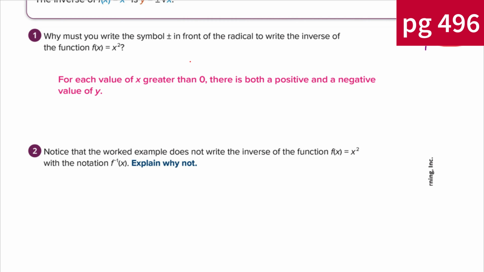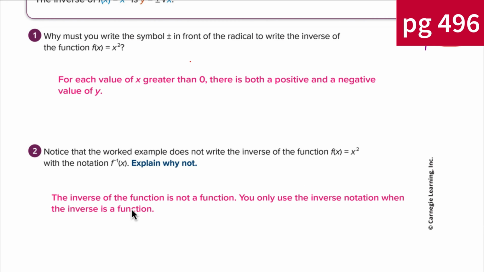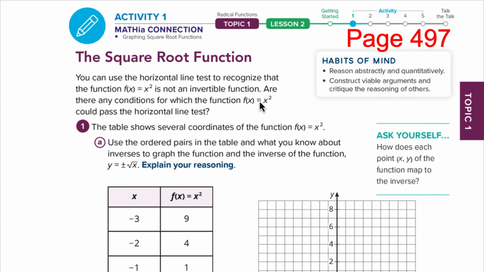Notice the worked example does not write inverse notation, though. It doesn't use that f to the negative 1 of x. Why not? If you remember from the last lesson, the inverse has to be a function. And check out the red curve over here. That's not a function. That fails the vertical line test. So you can only use inverse notation when the inverse is a function. Easy peasy. Let's move to page 497.